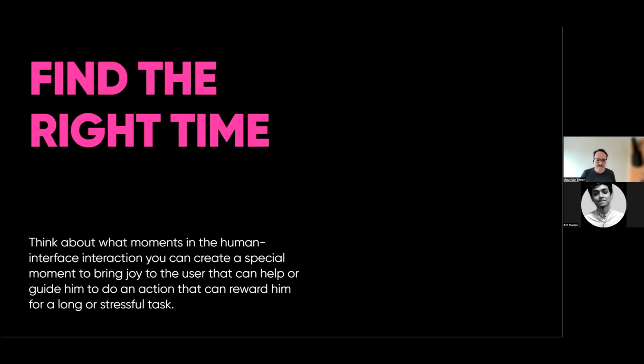Second step is find the right time. Think about the moments in the human interface interaction where you can create a special moment to bring joy to the user. Like after some hard task or a long flow, what can you give them that makes them smile? Some kind of reward or something like that. It's really interesting to break and play this duality of giving something to the user to perform and then rewarding them, because it really creates an emotion between the brand and the user.